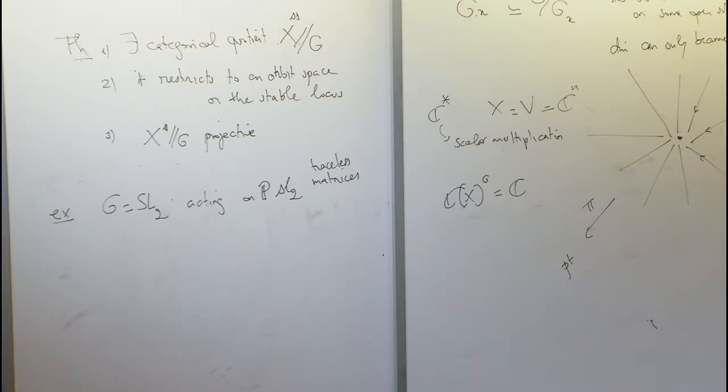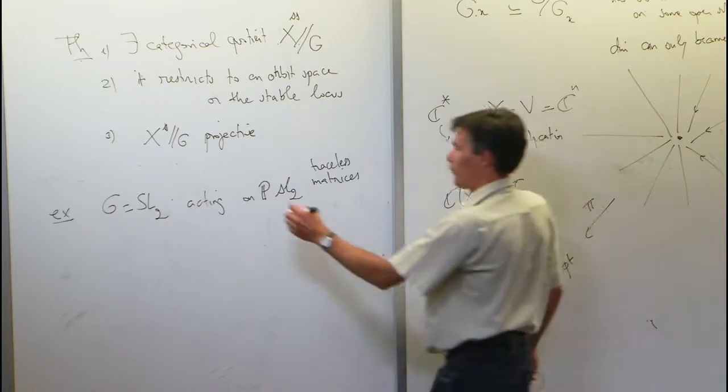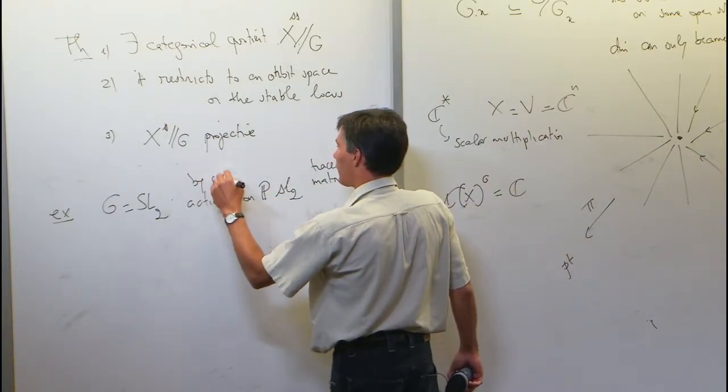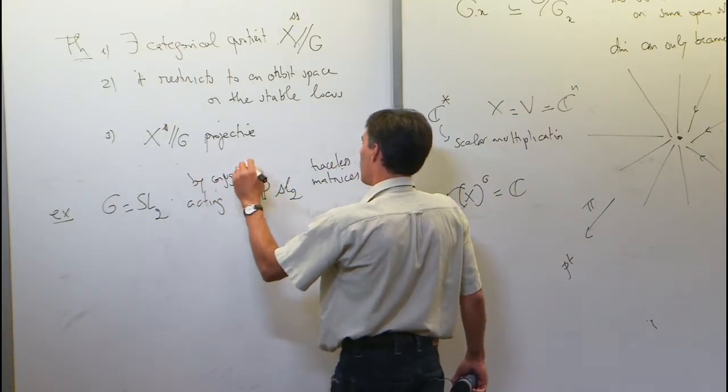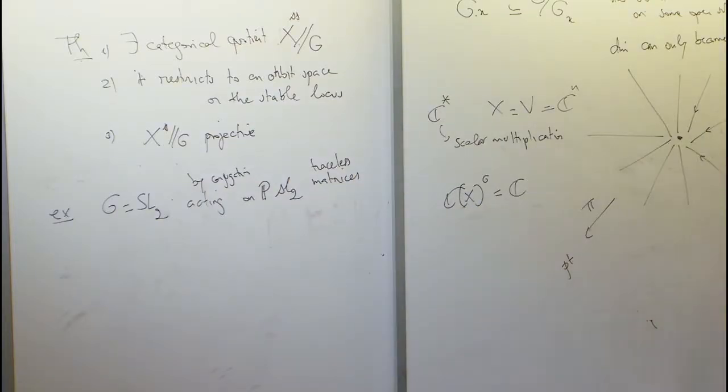So this action is by conjugation? By conjugation, yes, sure. You mean the Lie algebra here, right? When you write traces. The Lie algebra in the adjoint action. sl2 is the Lie algebra of the group, and it's the space of traceless matrices.